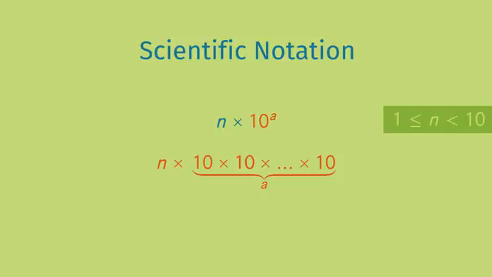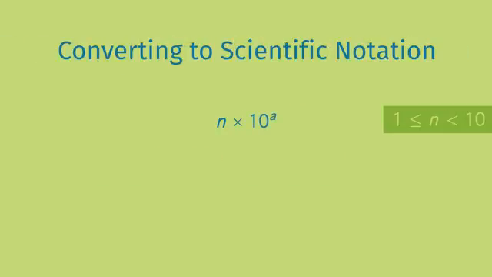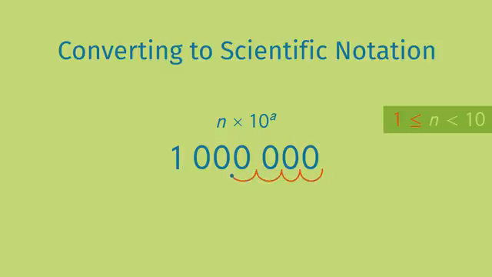To make this easier to understand, let's look at an example. We'll write the number 1 million in scientific notation. To do this, move the decimal over till you have a coefficient that is greater than or equal to 1 and less than 10. Now, count the number of times you move the decimal. Each time you move the decimal over one place value to the left, it's the same as multiplying by 10. So, since you moved the decimal 6 places to the left, we can write this number as 1 times 10 to the 6th.